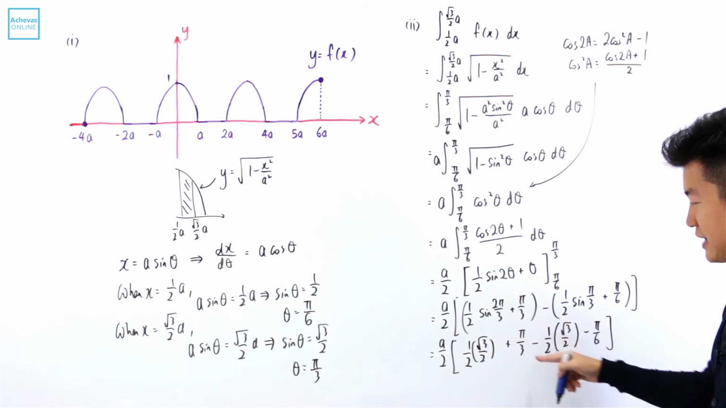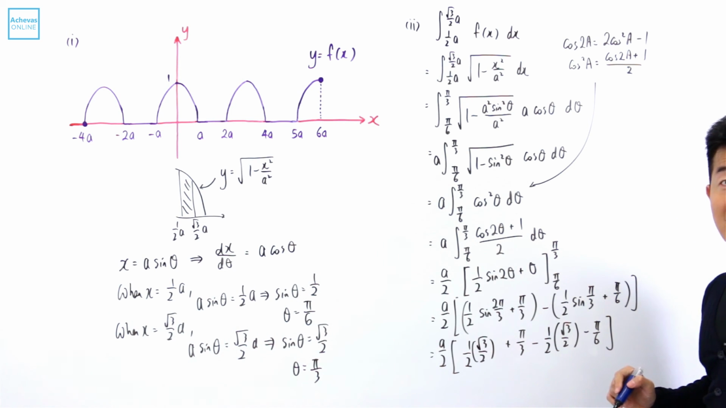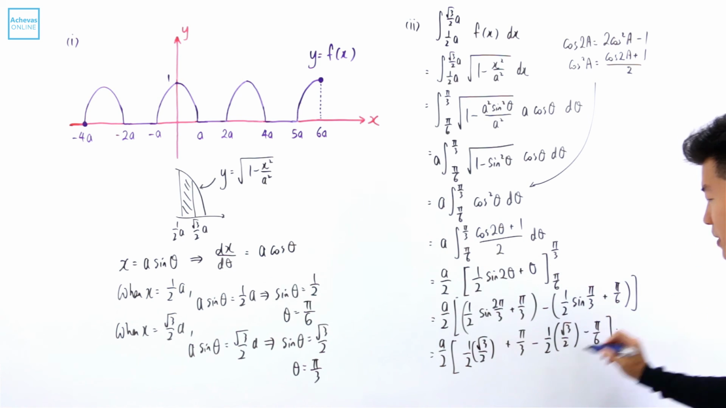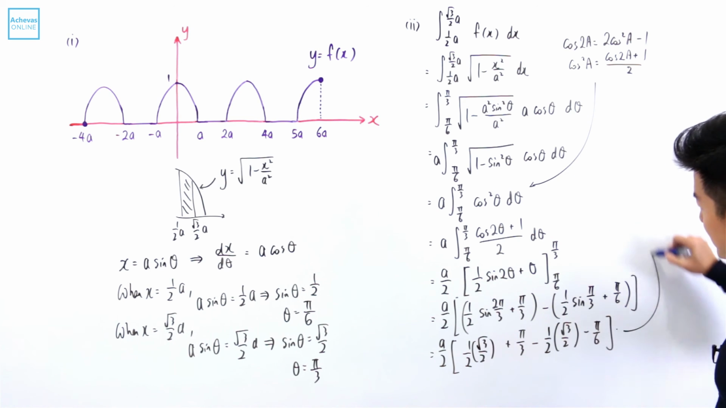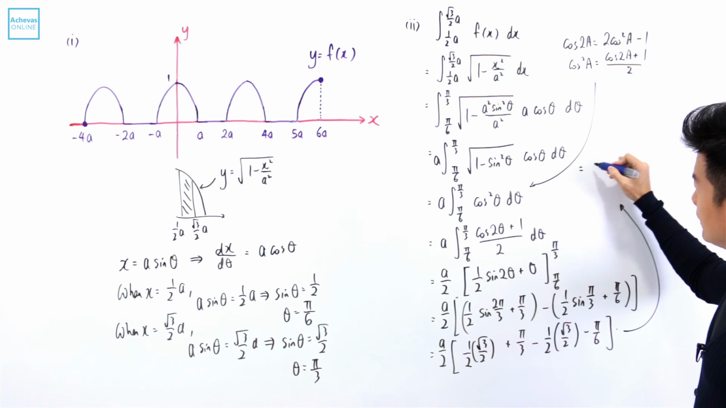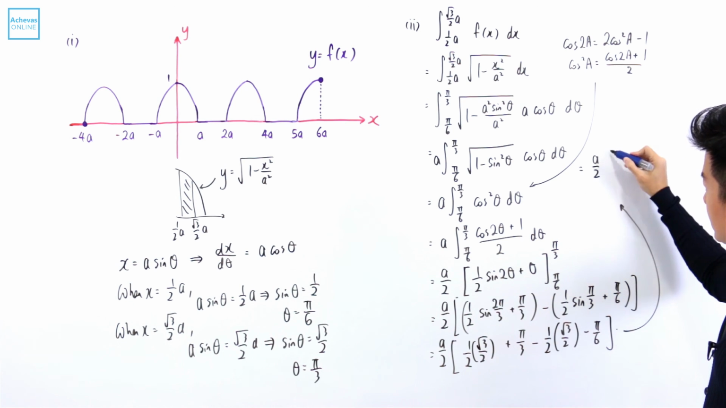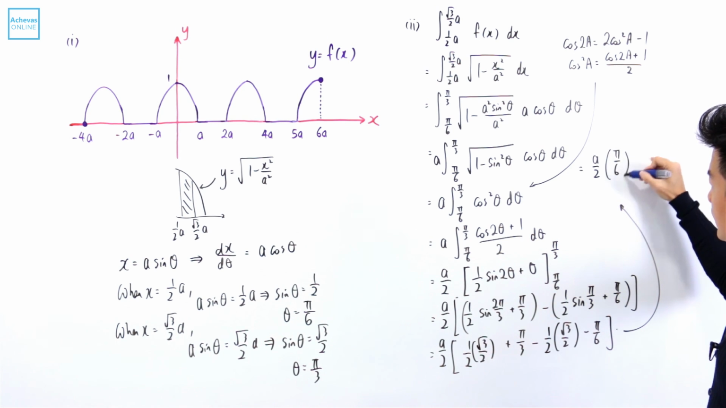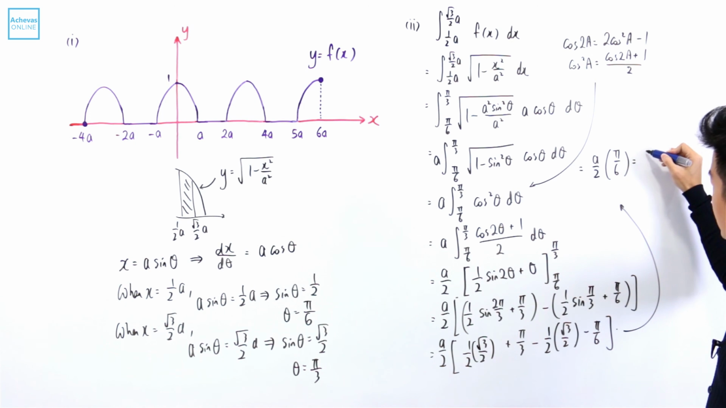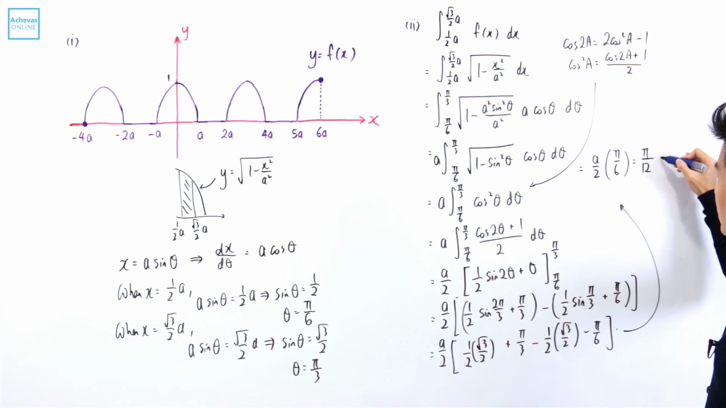So the sine terms will cancel. Pi over 3 minus pi over 6 is pi over 6. So my answer is going to be a over 2 of pi over 3 minus pi over 6, which is pi over 6. That is why my final answer is going to be pi over 12 of a.